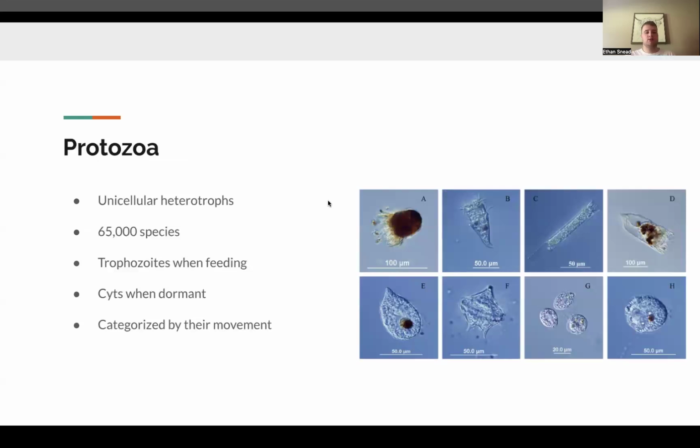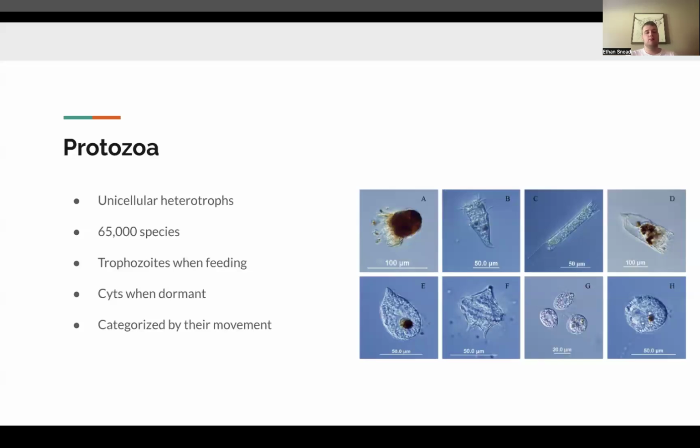Our next eukaryote we're going to discuss is protozoa. Protozoa, like fungi, are heterotrophs. There is a suspected 65,000 different species, although I believe there are more, because I don't think we have really scratched the surface of how many different types of eukaryotes there are. And protozoa are said to be trophozoites when feeding.